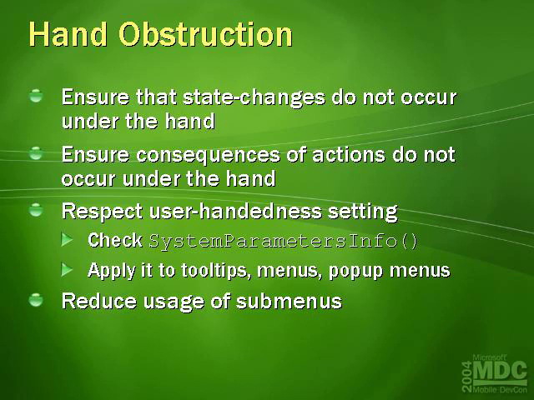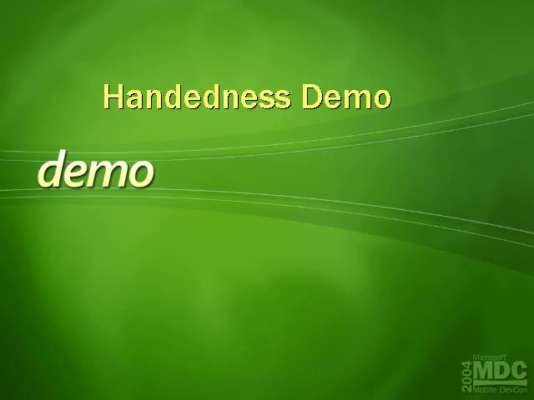There's a system parameters info call that we can check, and it goes to the control panel. In control panel, when I first open up my tablet PC, I can set if I'm a right-handed or a left-handed person. I'm going to jump to a demo, and I'll jump back and bring up one more point on that.